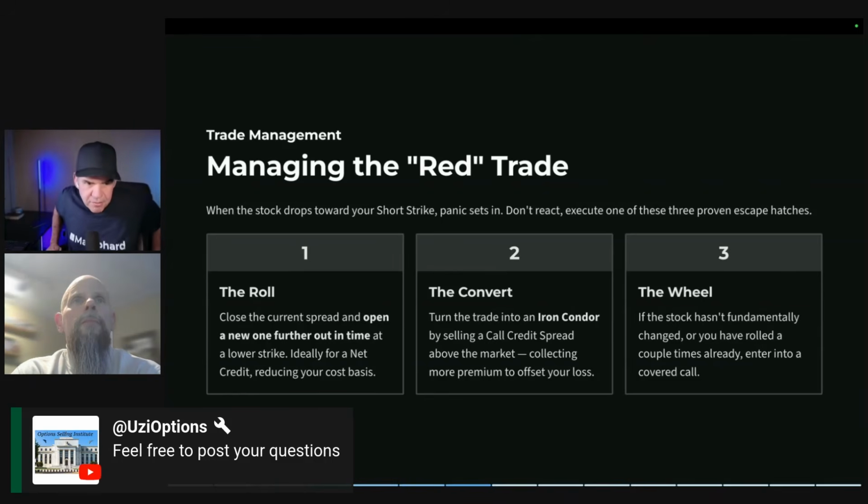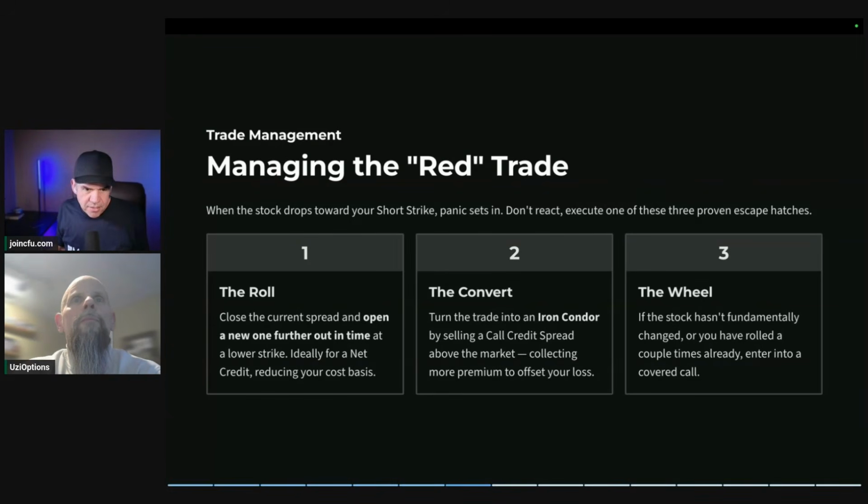So managing the red trade, let's talk about what we do when we have a trade that doesn't play out the way that we want it to. Like Uzi said, not every trade works out perfectly. I'll talk about the roll. I'll start with the roll.